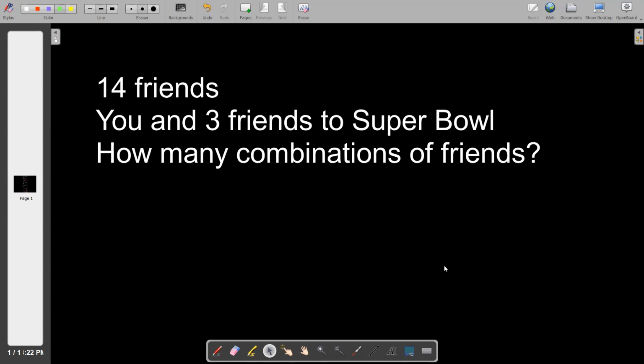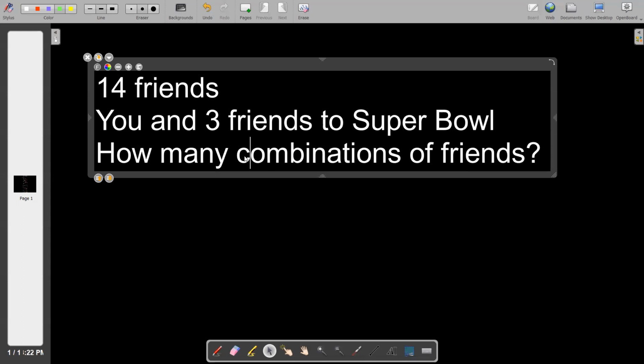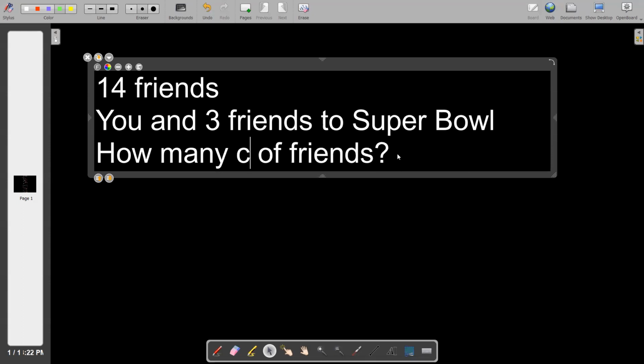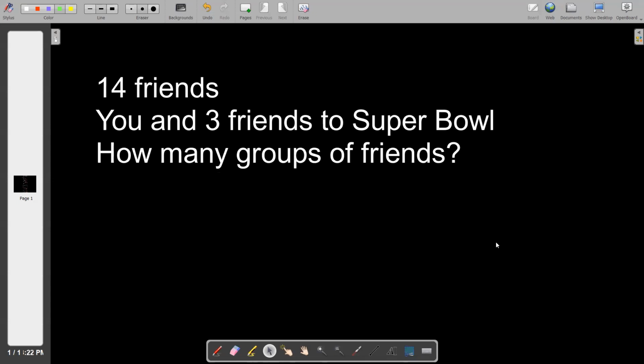First off, do you see why this is a combination problem? Why is this a combination problem and not a permutation? Yes. Here, how about this? How many groups of friends? There you go, smarty pants.